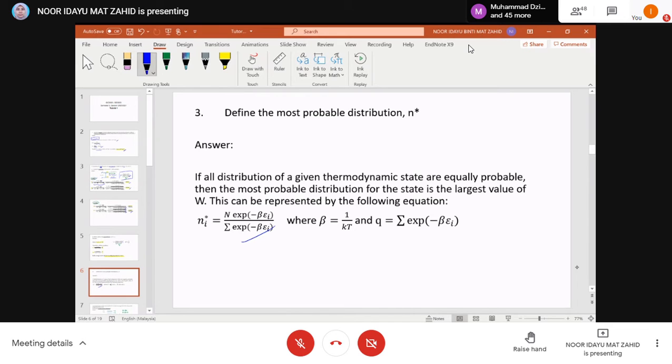You may define this as the original equation, but don't forget beta is equal to 1 over kT, so you can replace it into here as well. You can also note that this denominator is actually your molecular partition function, which is represented by the summation of exponential negative beta epsilon i.